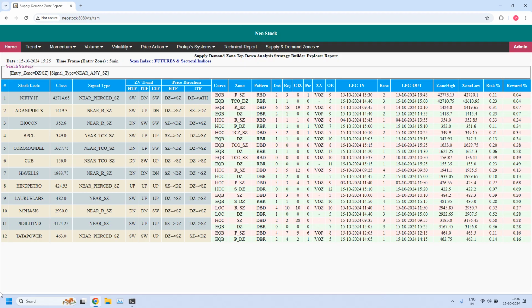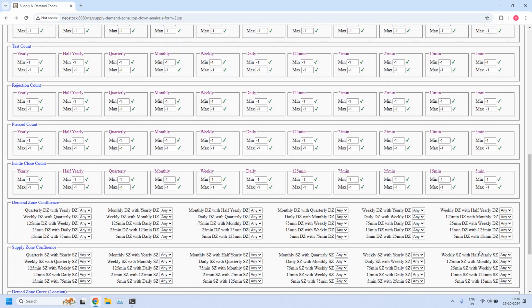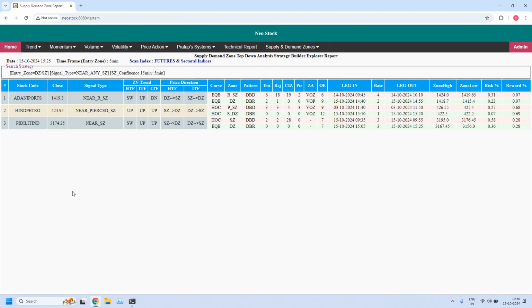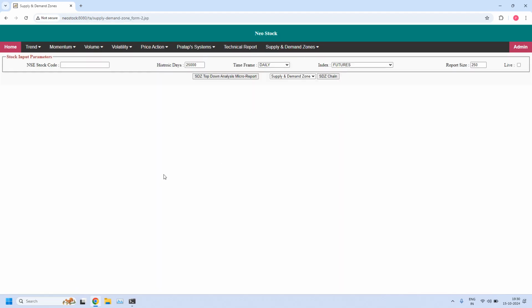Out of these 12, let's verify how many are having ITF confluence. That is 5 minutes supply zone, confluence with 15 minutes supply zone. So I am enabling the filter 5 minutes supply zone with 15 minutes supply zone confluence. 3 stocks are filtered. These 3 supply zones are having, but the first and second supply zones are already pierced. So they are useless. Okay, this is about stocks near demand and supply zones. Next, let us generate Nifty and Bank Nifty supply demand zone chain.